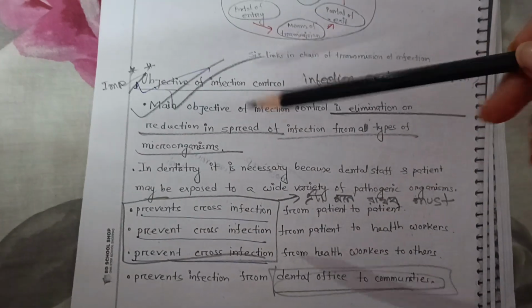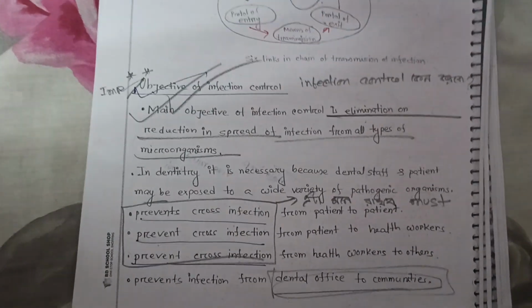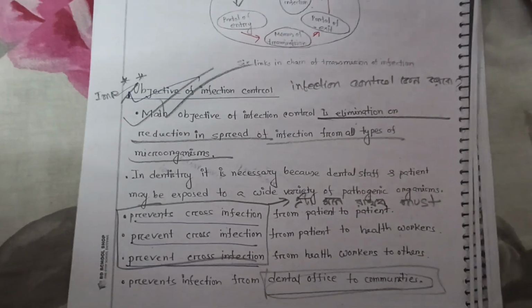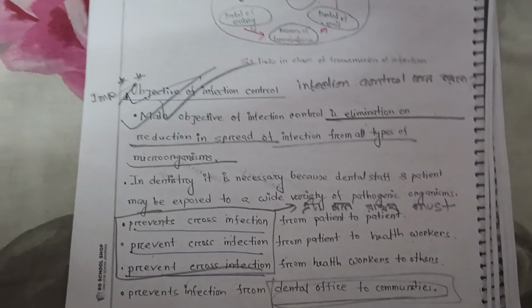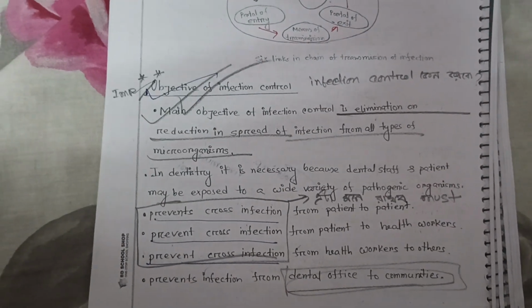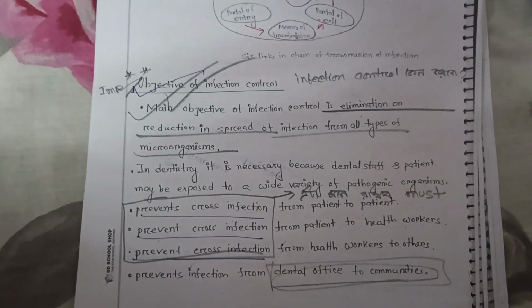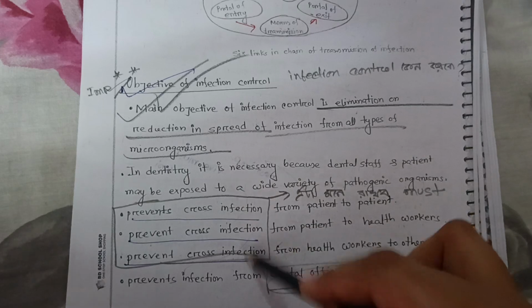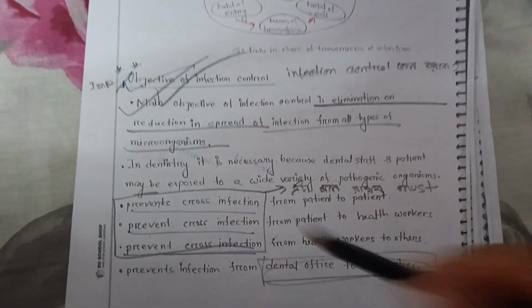The objective of infection control is also important. If you forget everything in this objective, you will have to just remember one thing, which is prevent cross infection. Then you can write from patient to patient, from patient to health worker, from worker to others. But these three words are the same across these three lines, so you will have to remember this.